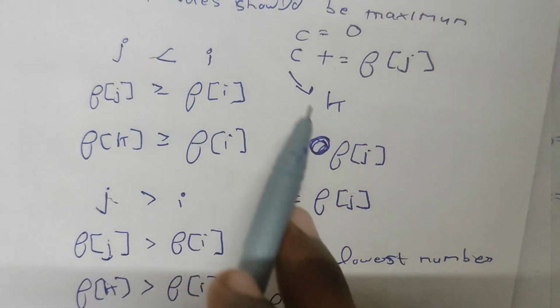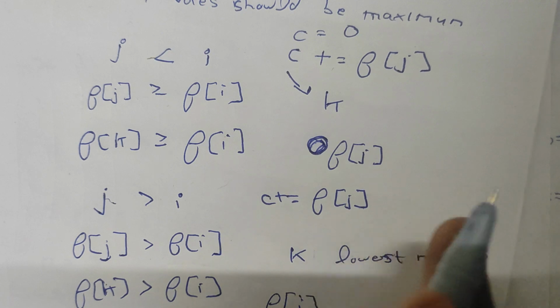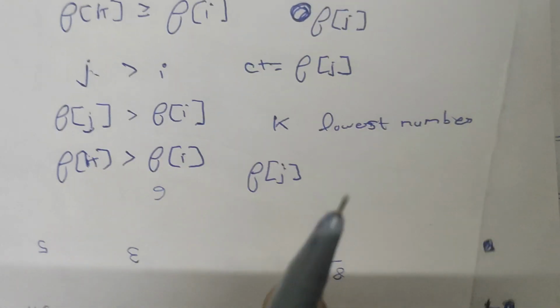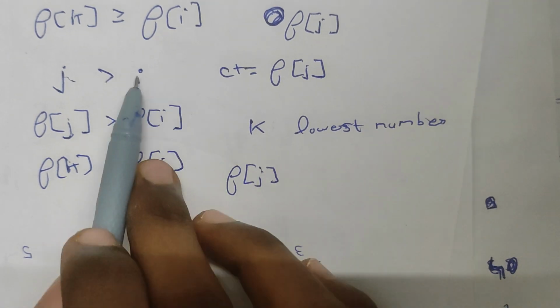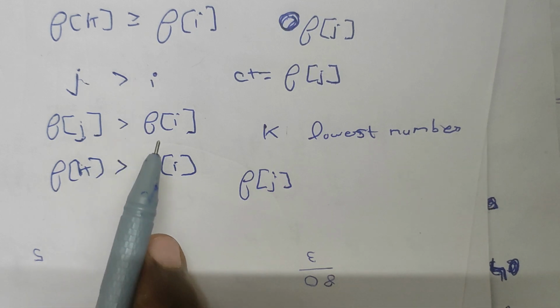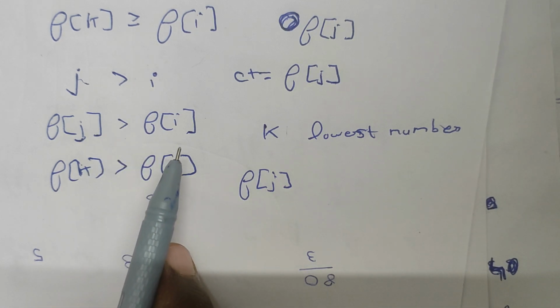So the same process above will happen again. So we have to exclude all the candidates lesser than I, even in this case as well.